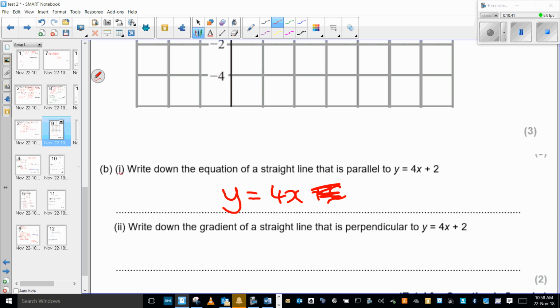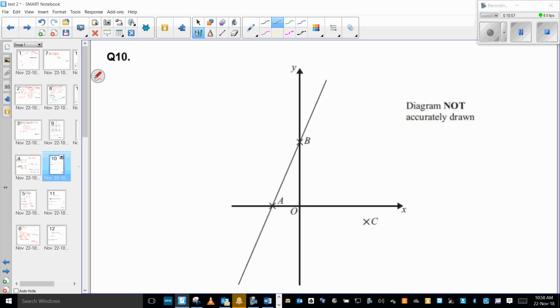Write down the gradient of a straight line that's perpendicular. They just want the gradient. They don't care about anything else. What would the gradient be of a perpendicular line? Minus 1/4. Negative 1/4. Awesome. That's it. All right, here we go.